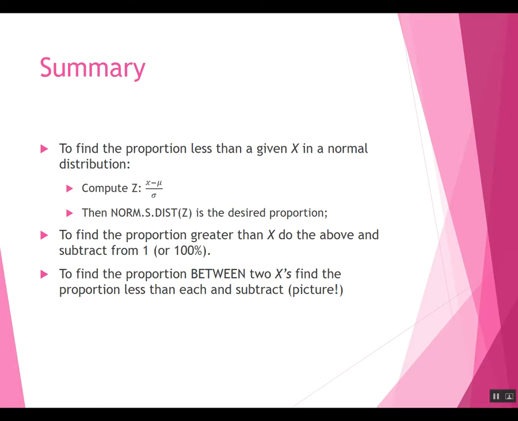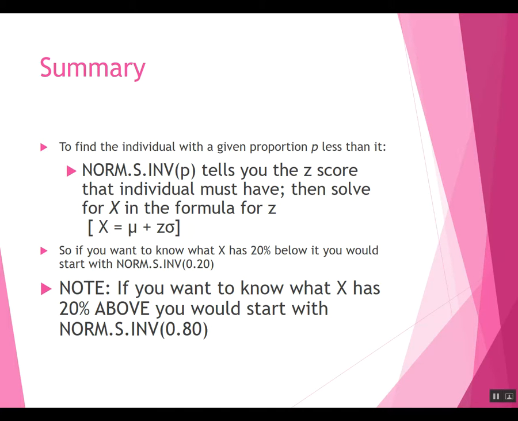So here's a summary. To find the proportion less than a given x in a normal distribution, find z, take norm_s_dist, and that's the proportion. To find the proportion greater than x, do the above and subtract from 1, or 100%. To find the proportion between two x's, find the proportion less than each and subtract. Draw a picture. To find the individual with the proportion p less than it, norm_s_inverse of p tells you the z-score, and then you solve for x in the z-score formula. If you want to know what x has 20% above it, though, remember you need to start with norm_s_inverse of 0.8.